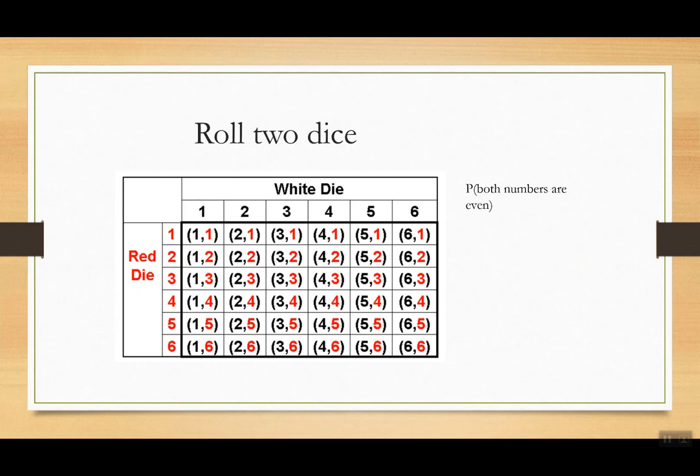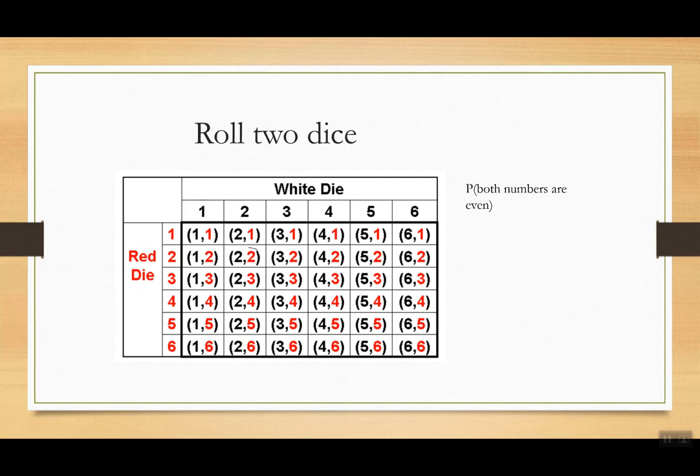So let's try this. Let's find the probability that both of the numbers are even. So we want to look through all of these 36 choices and look at when both of the numbers were even. This gets a little easier because I know this first column that starts with 1, I don't have to look at it. 1 is odd, don't care.